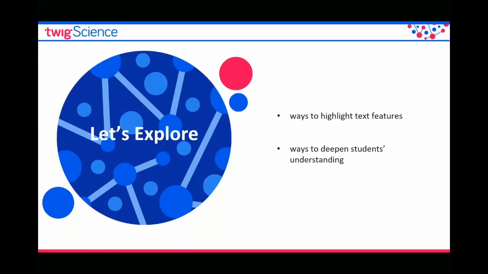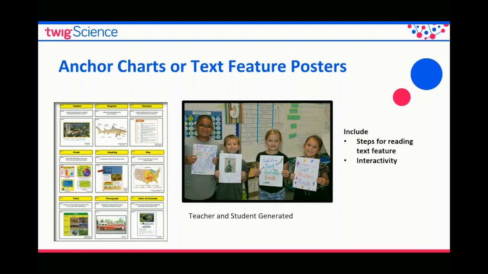So let's explore a little more in depth some ways to highlight text features with our students and ways to deepen their understanding. I'm going to give you an array of sort of fun activities that you can do. So the first thing you might want to consider is creating anchor charts or text feature posters, where as you introduce a new text feature, you highlight that someplace in your classroom. So you would show an example of that text feature.